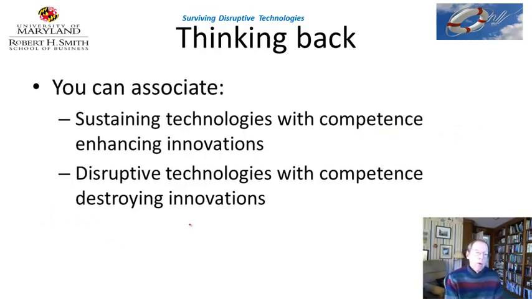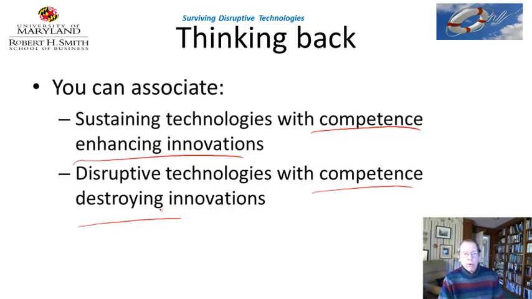Now, if you go back to our earlier discussion, I like to associate sustaining technology with competence-enhancing innovations, and disruptive technologies with those that can be competence-destroying. If you think about innovations that are competence-enhancing, again, we can use our example of iProducts, because each generation of iPhone, iPod, iPad has been an incremental improvement that has appealed to customers and therefore has been very much a sustaining technology for Apple.